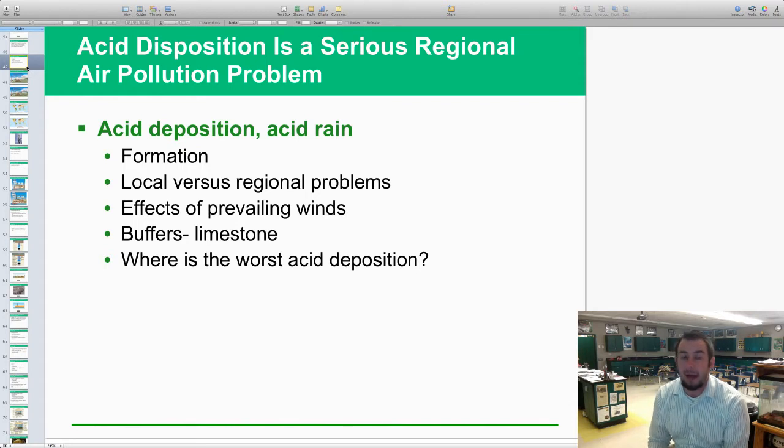And then we'll look at how prevailing winds can help disperse or move that acid rain to different locations, causing more regional problems. Also looking at some of the methods of cleanup using buffers or limestone, and how some areas aren't nearly as impacted because they have a good limestone base in their soil. And then we'll look at where the worst acid deposition is found in the country.